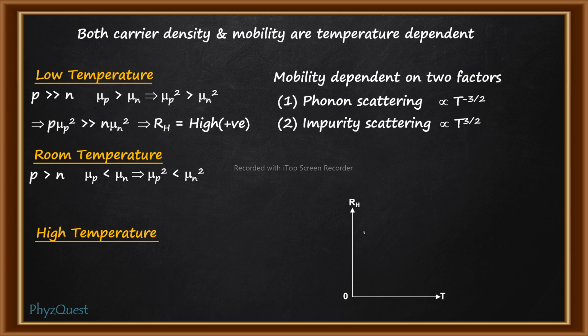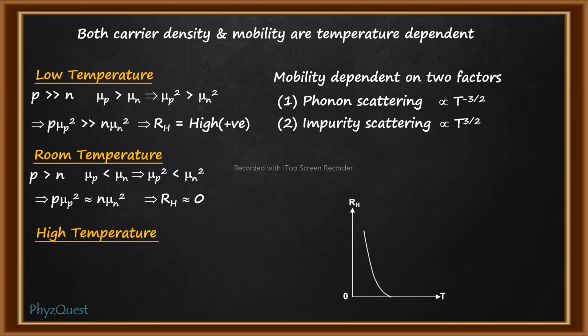And here we already have p greater than n, but mu p square is less than mu n square. So when we take the product, p mu p square will be almost the same as n mu n square. Therefore we can say that the Hall coefficient will be almost 0. So in the plot, when the temperature is raised from low temperature to room temperature, the Hall coefficient will drop from a high value to 0. Now let's talk about the high temperature range.